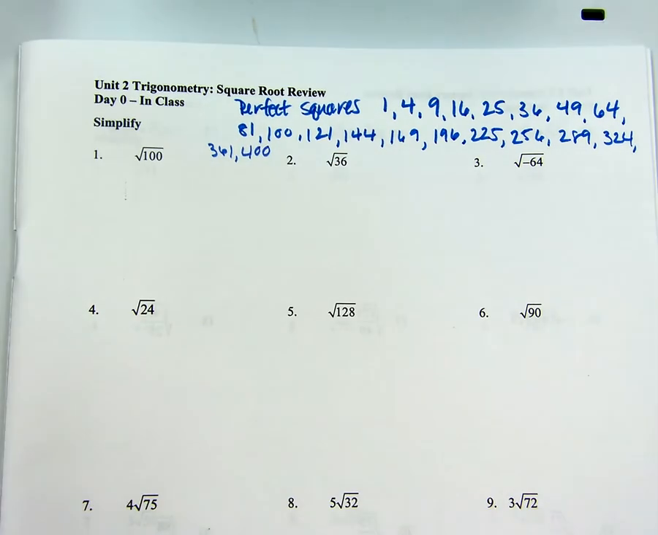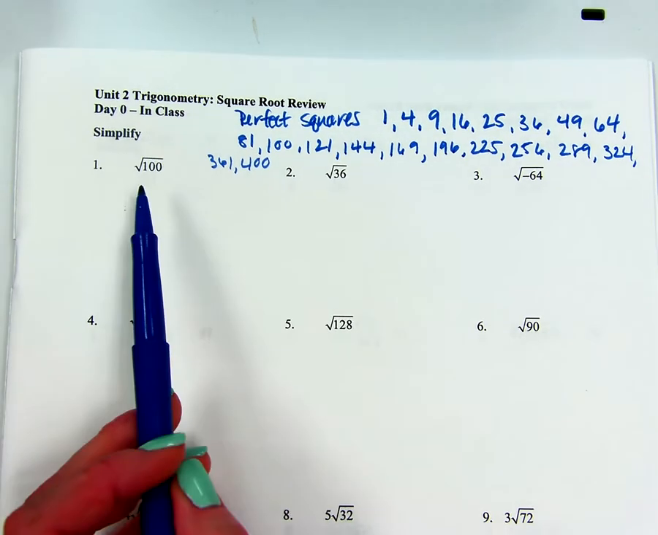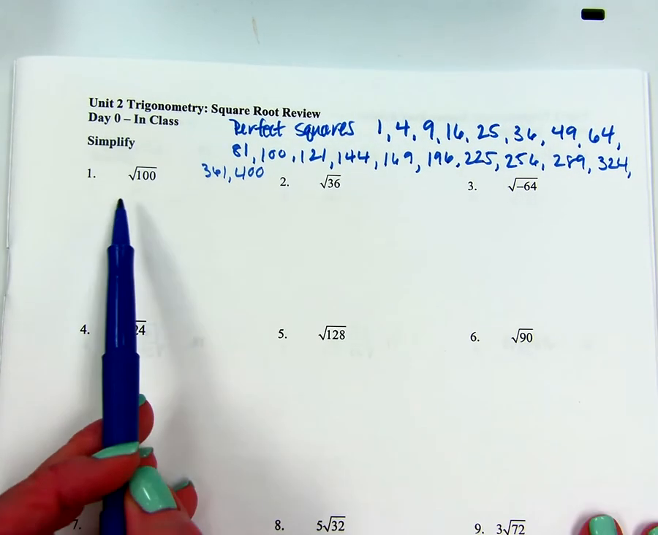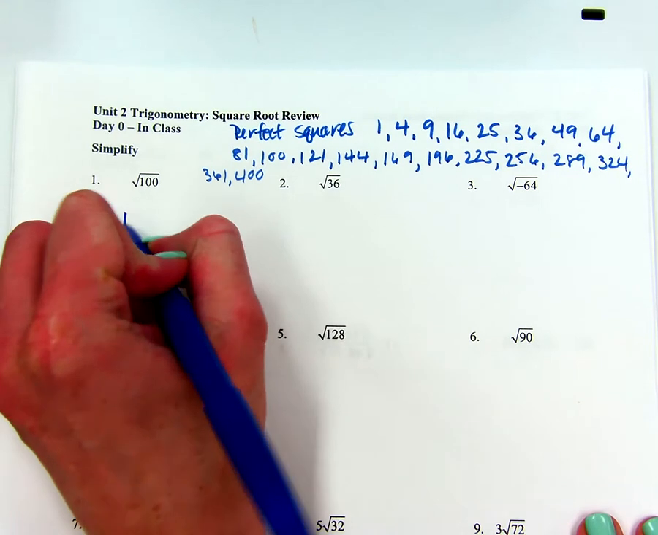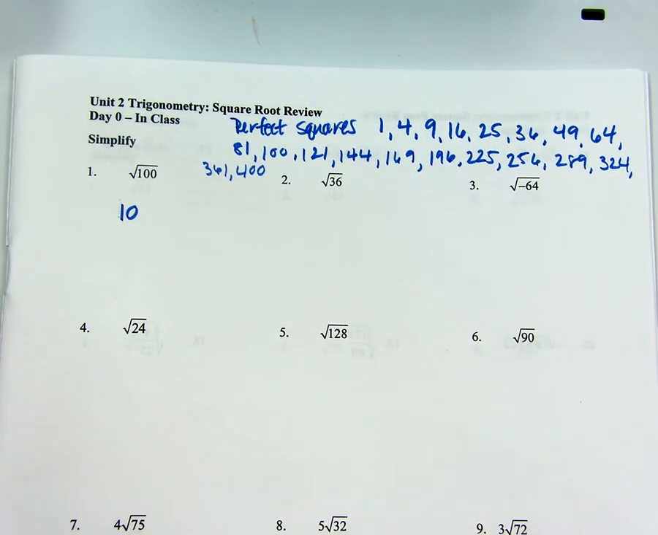Okay. So let's start with number 1. So we're going to simplify. So if it's already a perfect square, all you have to do is take the square root of what's given to you. So the square root of 100 is 10. It's a perfect square. So let's go through and actually just do all the odds together.